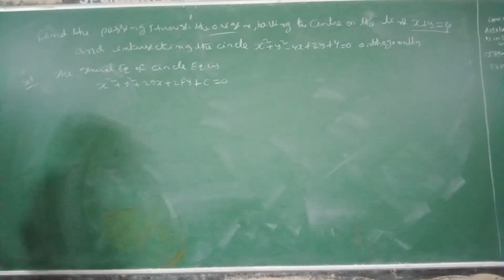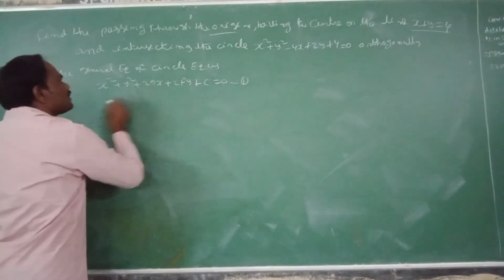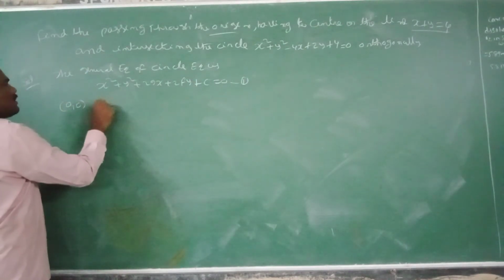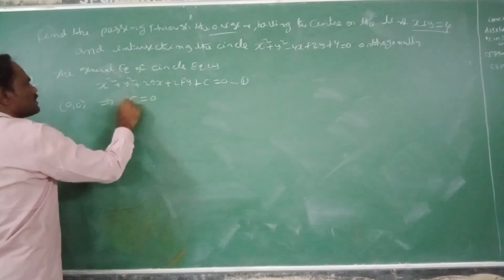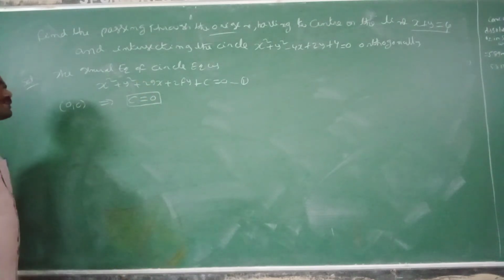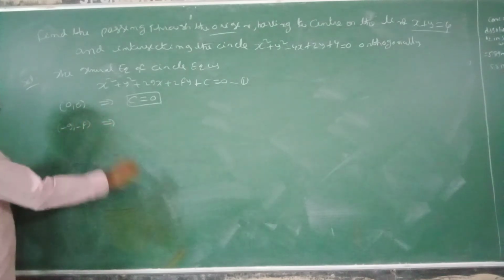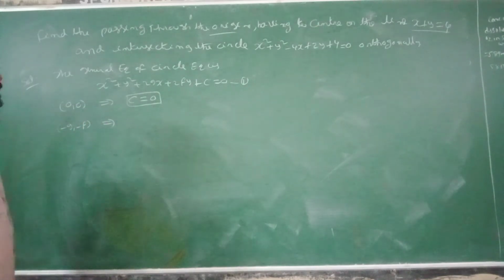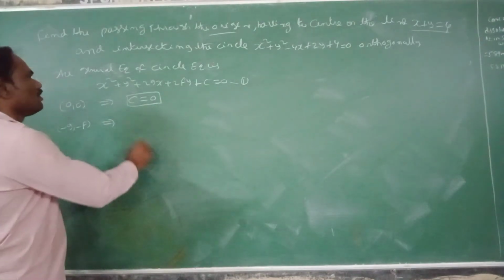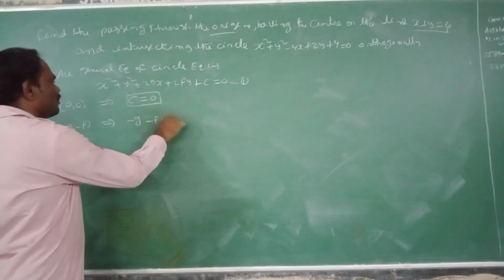First condition is the required circle is passing through the origin. So we get c is equal to 0. Also, the required circle has its center on the line. The center of the general equation of the circle is minus g, minus f. This center lies on the line x plus y is equal to 4. So minus g minus f is equal to 4.